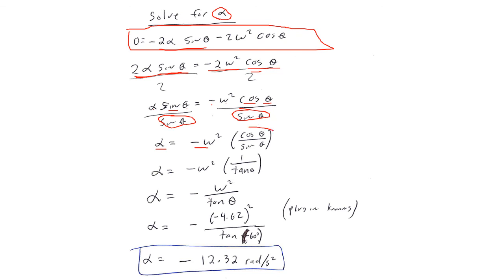So we can call this a trig identity here. Cosine over sine is equal to 1 over our tangent here, because sine over cosine is tangent, so cosine over sine will be 1 over the tangent here. So alpha is equal to negative omega squared times 1 over our tangent here. We can put this omega squared term on top here next to the 1. So alpha is equal to omega squared over the tangent of theta. Well, we have known values, so we can start plugging in our known values. We have our omega term that we solved for as negative 4.62, and we have our theta term given to us as 60 degrees. So we can plug those both into the equation, and then we can solve for our alpha term. So our alpha term ends up being negative 12.32 radians per second squared for our alpha.